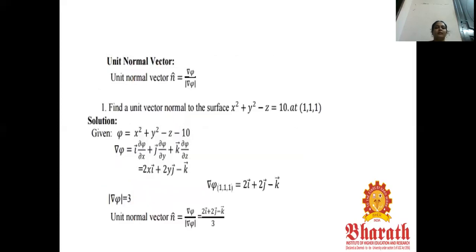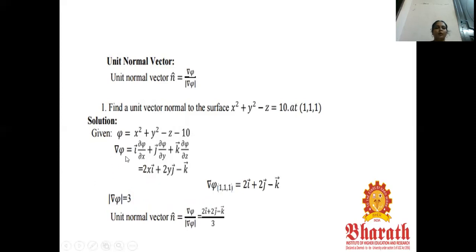Next, unit normal vector. Unit normal vector is denoted by n cap. N cap is equal to del phi by mod del phi. First problem, based on the unit normal vector, to the surface x square plus y square minus z equal to 10 at a point 1, 1, 1. So phi is given here.